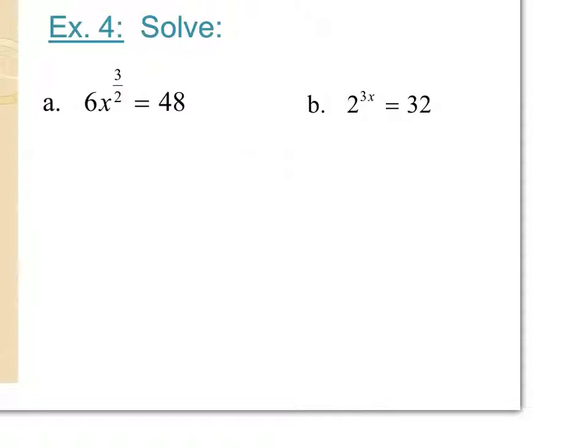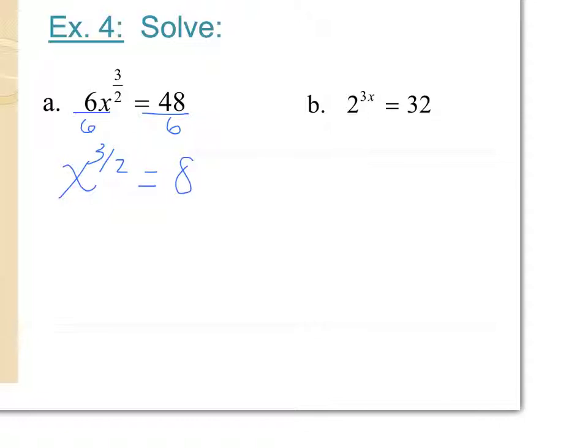Now we're going to go to the problems where we're trying to isolate for the x. First, you want to just divide by 6. Then you get x to the 3/2 is equal to 8. Now, I want to be able to get x to the first power.